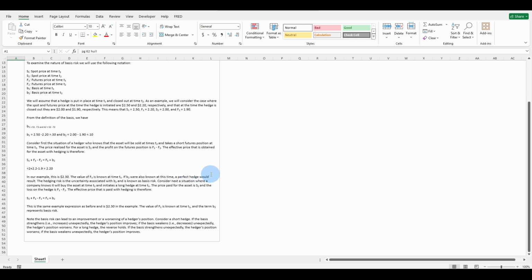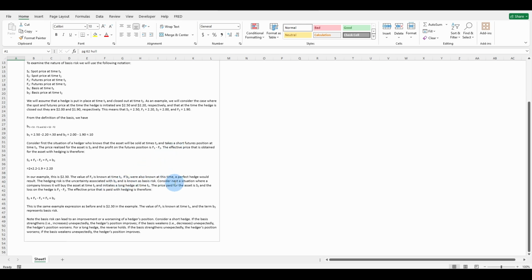Consider next a situation where a company knows it will buy the asset at time T2 and initiates a long hedge at time T1. If you want to know what a hedge is, hold on. We're going to go through that soon.